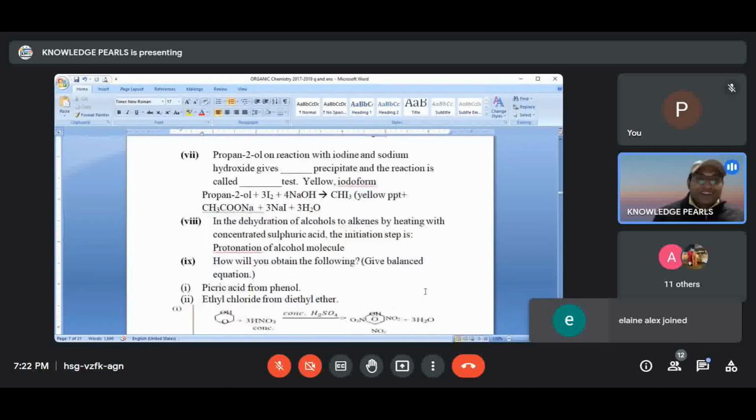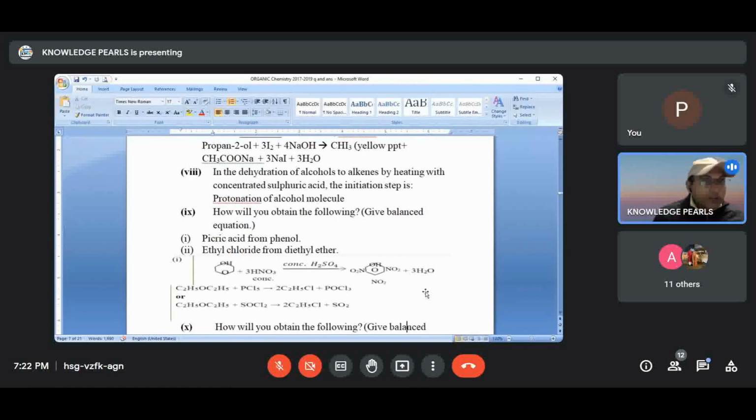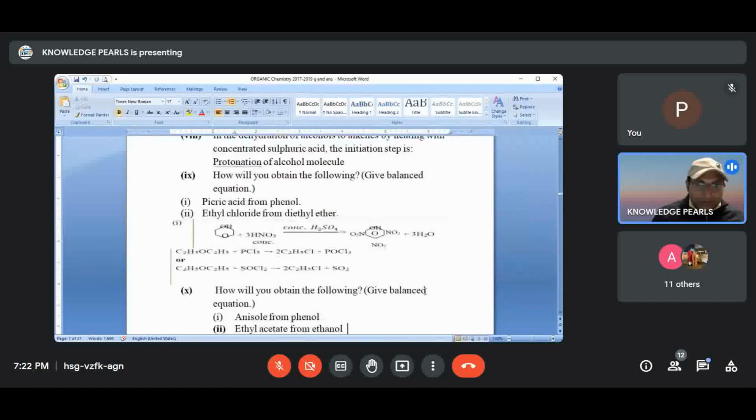Okay, so now the next question is picric acid वाला क्वेश्चन दोबारा आ गया. बहुत इंपॉर्टेंट है इसका मतलब. डाइइथाइल ईथर से इथाइल क्लोराइड की रिएक्शन है PCl5 के साथ. वो SOCl2 के साथ भी लिख सकते हो. ठीक है. सो ये वाले क्वेश्चंस आपको इंपॉर्टेंट हैं, बार बार आ चुके हैं.